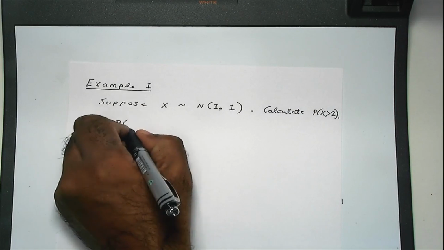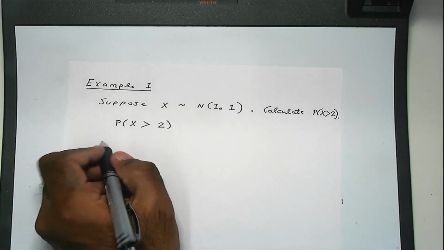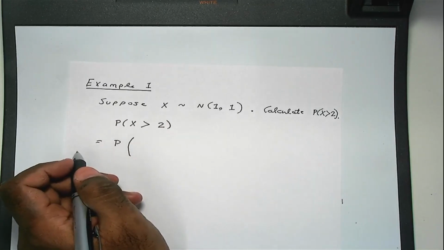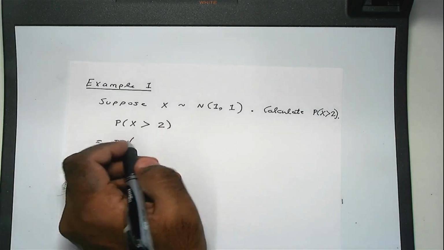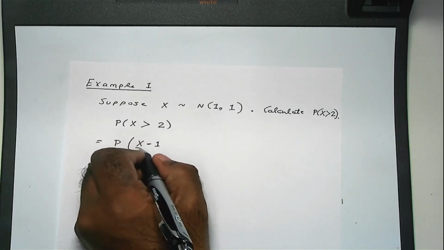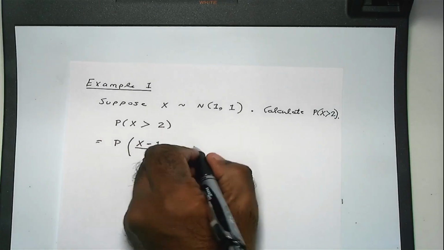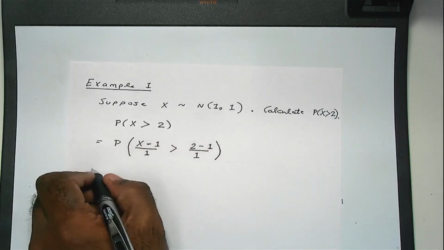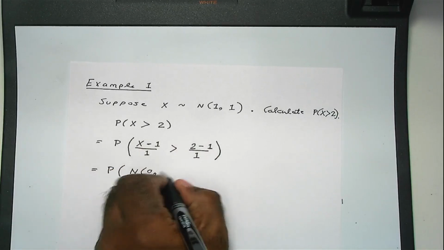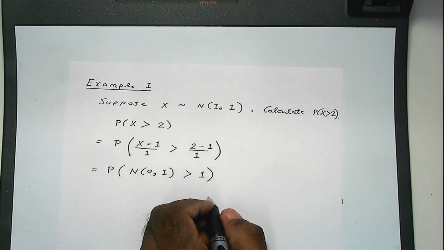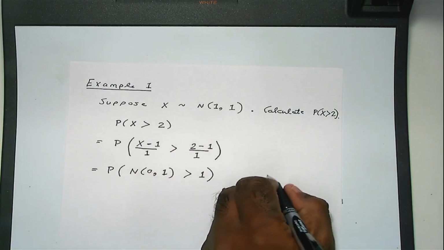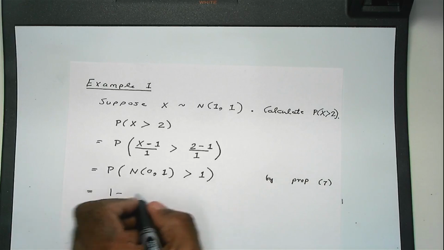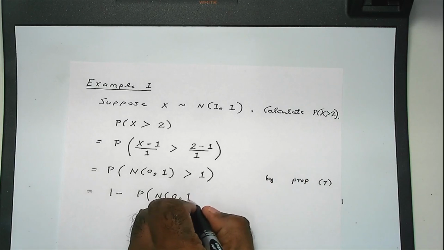The first thing you need to do is to convert x into a standard normal variable. Using one of the properties I just discussed a couple of minutes ago, to convert something into standard normal, you need to subtract the mean, which is 1 here, and divide by sigma, which is also 1. So this becomes a standard normal variable greater than 1, because of property 7. And this you can write as 1 minus the probability that a standard normal variable is less than or equal to 1.